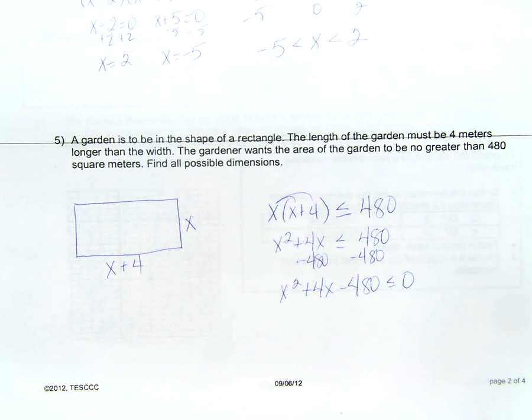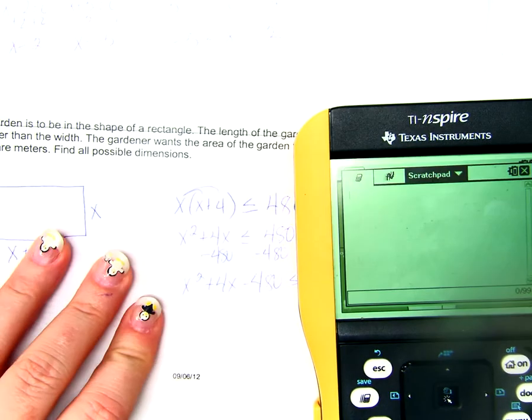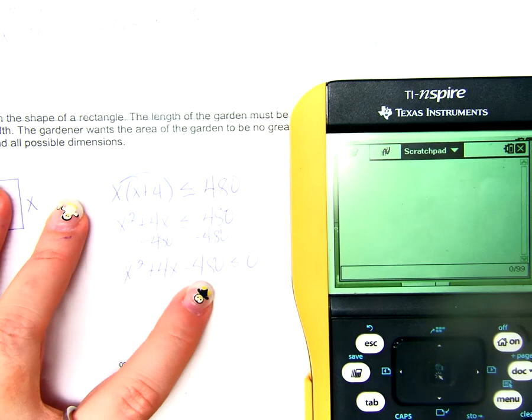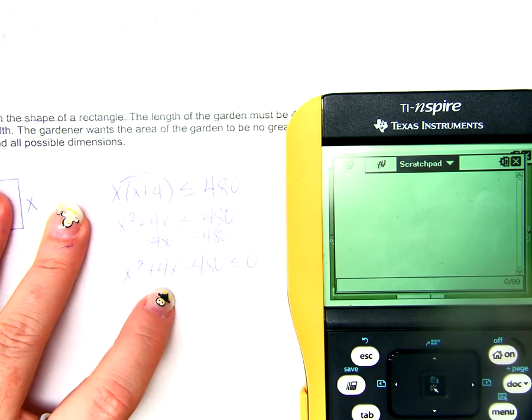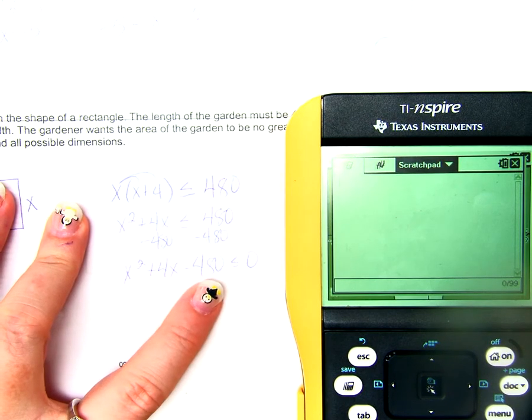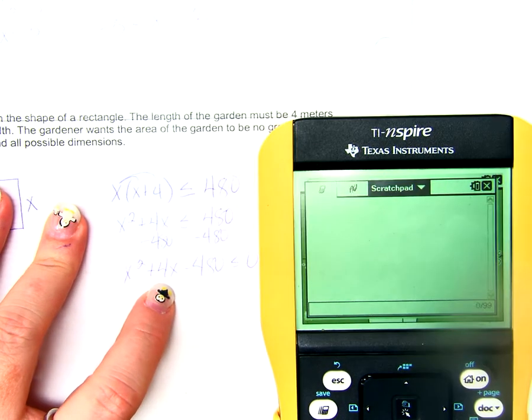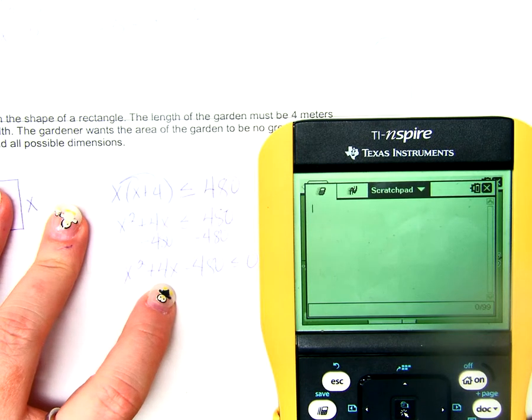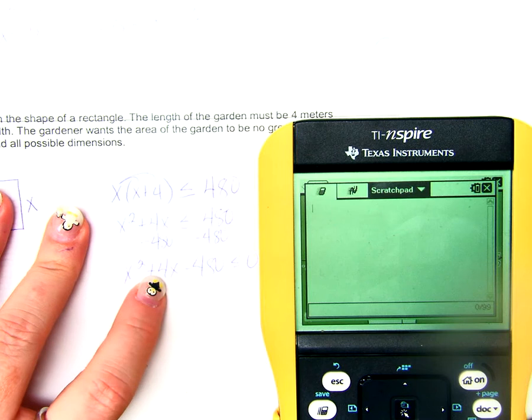Okay, so do you know the factors of 480? Do we want to write them all down? Can we just use our calculator and check stuff out? Sure. Okay, so here's my calculator. I need two numbers that multiply to be 480 and add to 4, right? Oh, it has to multiply to be negative 480, and add to be 4. So the numbers have to be opposite signs, and the bigger of the two has to be positive, because I have a positive answer right here.